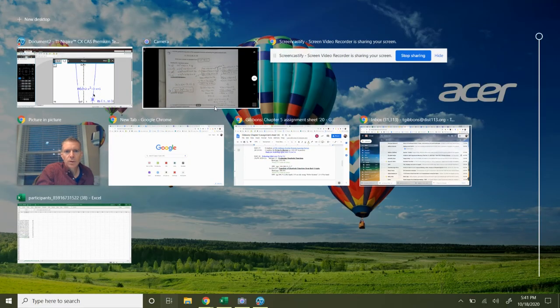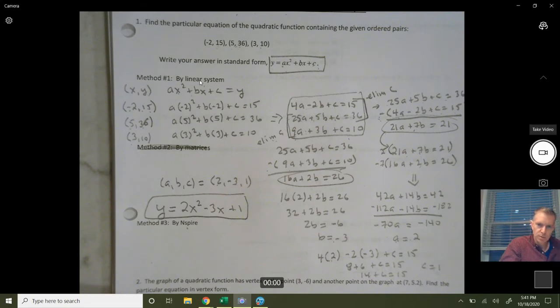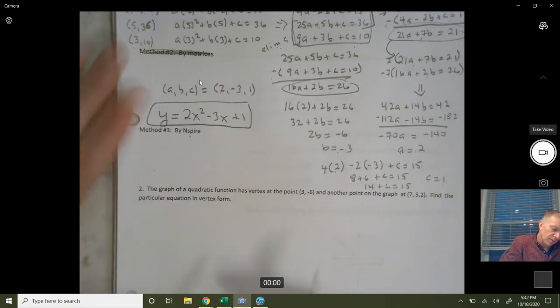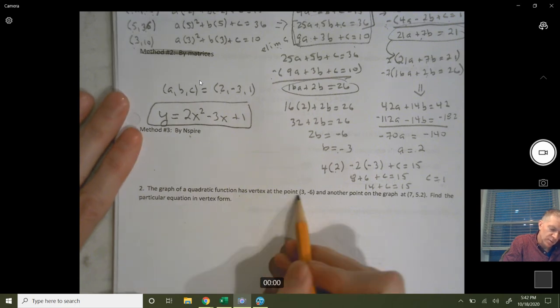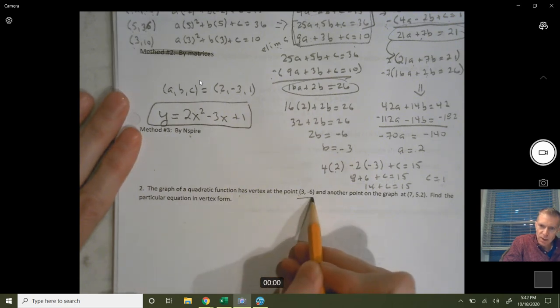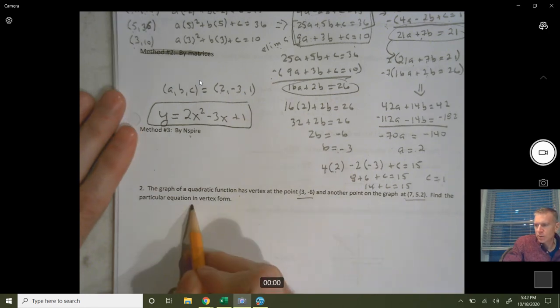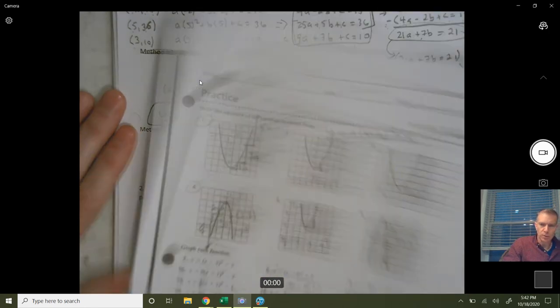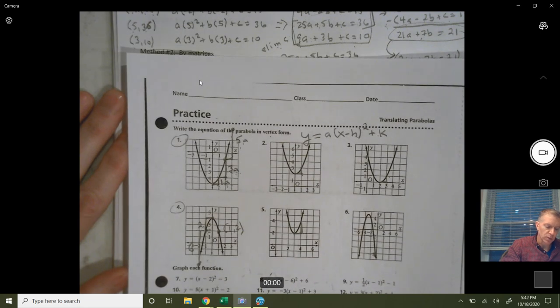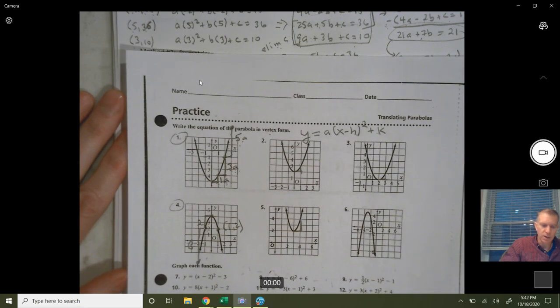All right. I'm going to go back to this page. Okay. And let's do the last one. The graph of a quadratic function has a vertex at the point 3, -6, and another point on the graph 7, 5.2. Find the particular equation in vertex form. So this is very similar to what we did on this page. Okay, you were given a vertex and you were given another point.